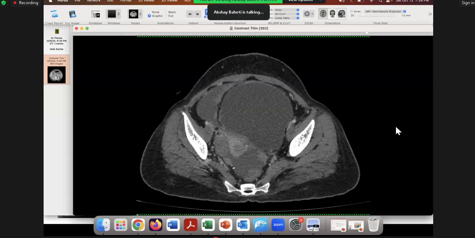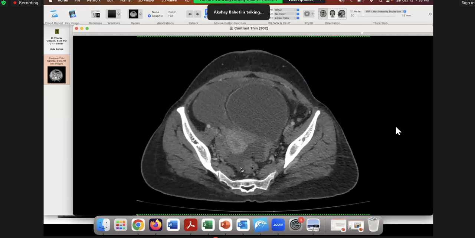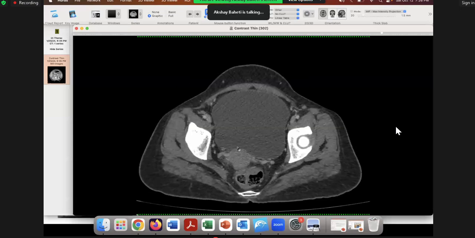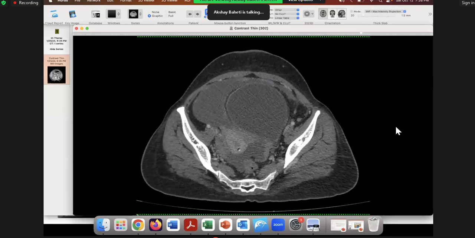So you're seeing deposits. Yes, sir. You can see these deposits here, can't you? Okay, so you can see POD deposits, bilateral adnexal lesions, which are, what do you say, solid or cystic? What is it? They are solid cystic, sir.